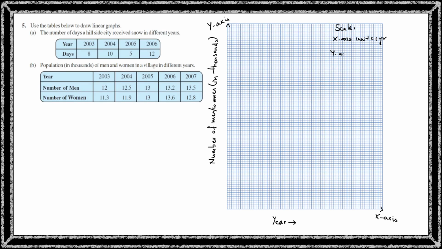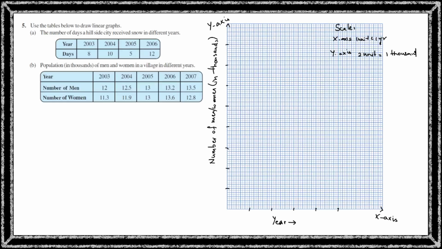On the y-axis you have to first decide and then write. Because it is only 4 that you're using and my units are pretty big, you might have 4 units or 5 units for 1000. I'm going to take 2 units for 1000. So now let me do the markings.